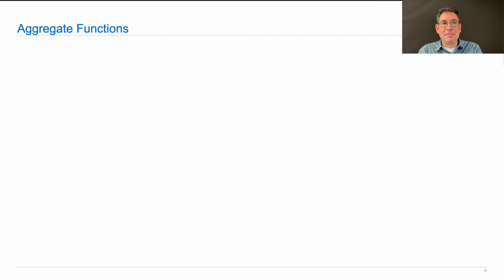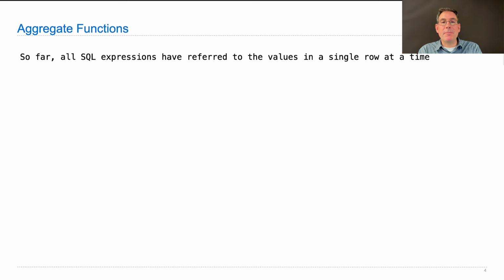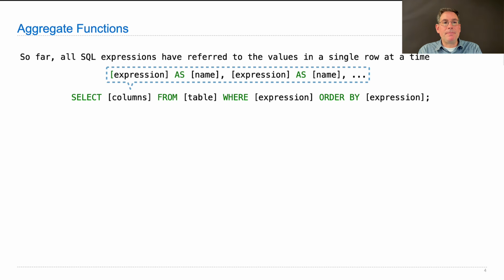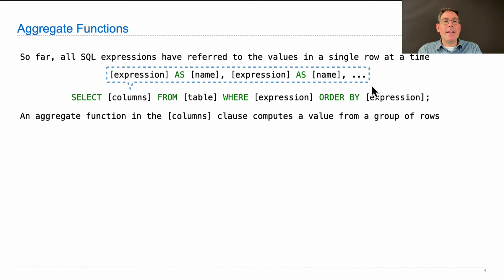Putting together information in multiple rows is called aggregation. So far, SQL expressions just referred to values in a single row at a time. We'd process each row using the expressions in the SQL statement, and we'd generate a row from each. But it turns out that you can put aggregate functions inside the columns region of the select statement, and that computes a value for a group of rows.